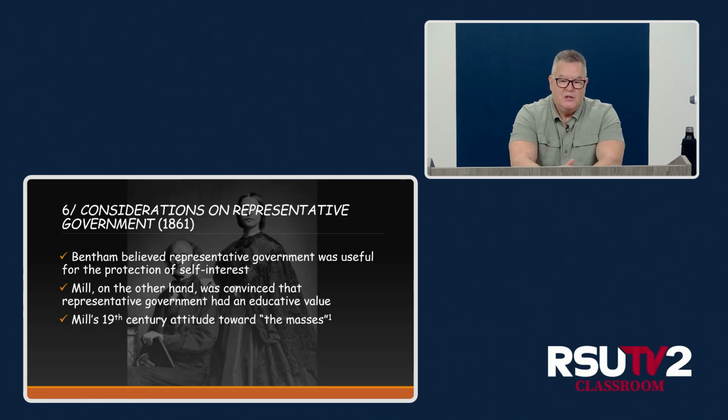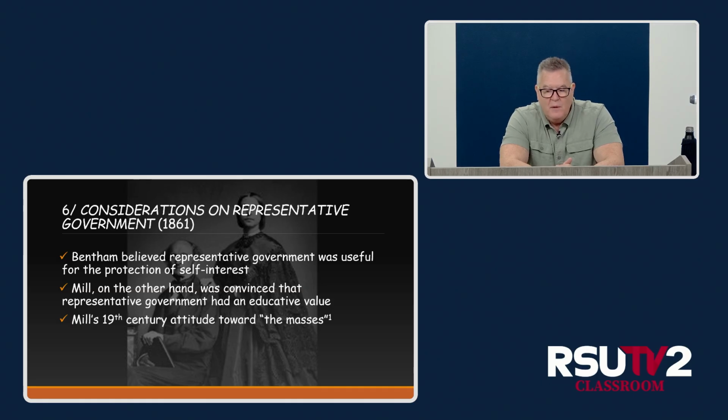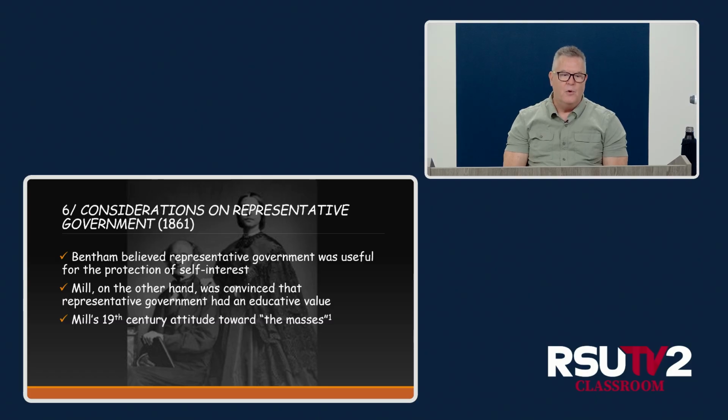So in Considerations on Representative Government, written in 1861, he basically, again, argued that representative government was useful for the protection of self-interest. Mill, on the other hand, was convinced that representative government had an educative value and went further. Mill's attitude, again, towards the masses was sort of a limitation on his liberalism.